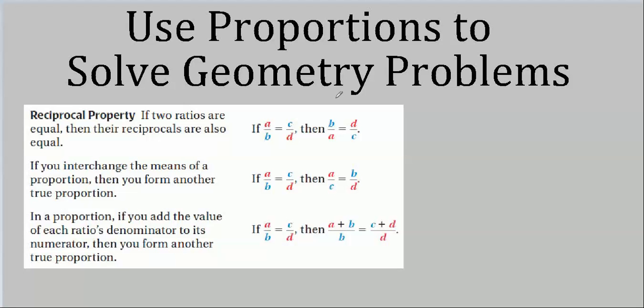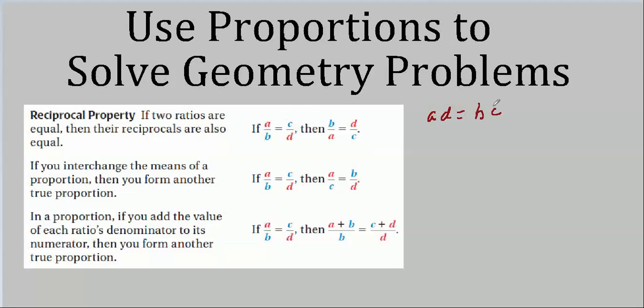Remember, we had one property of proportions. It started with, if we had something like this, a over b equals c over d, then we could write... remember, this was our first property of ratios. If we have a over b equals c over d, then AD equals BC.